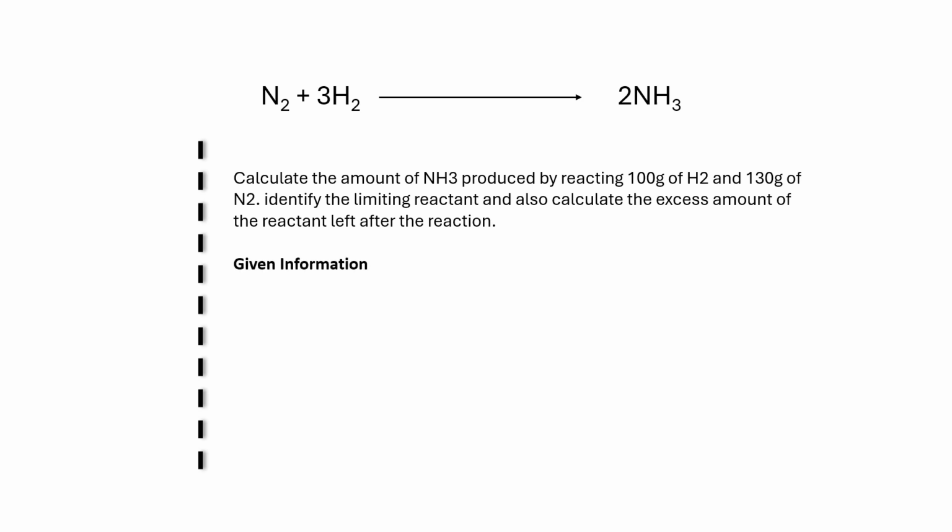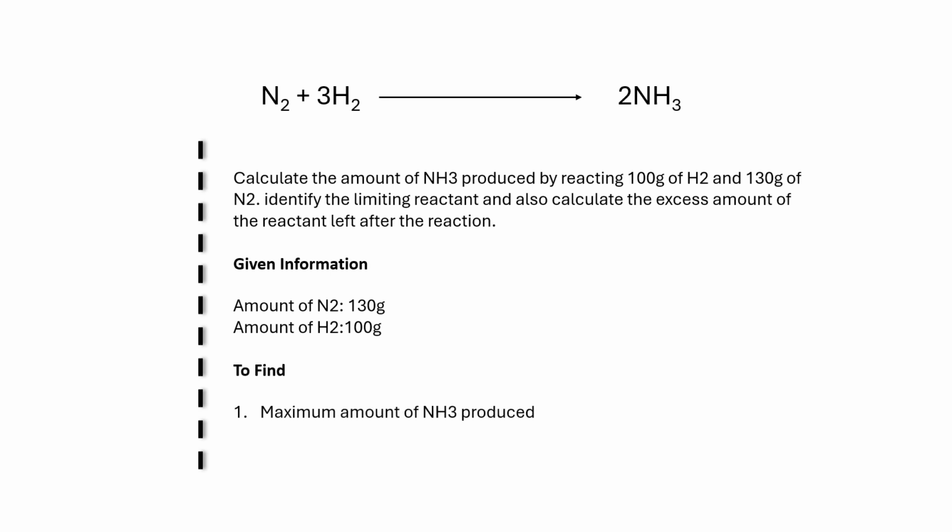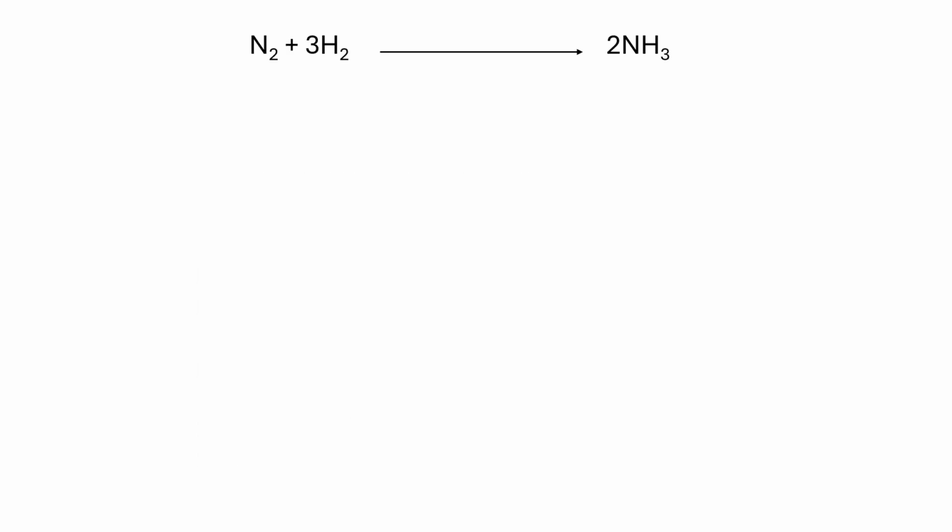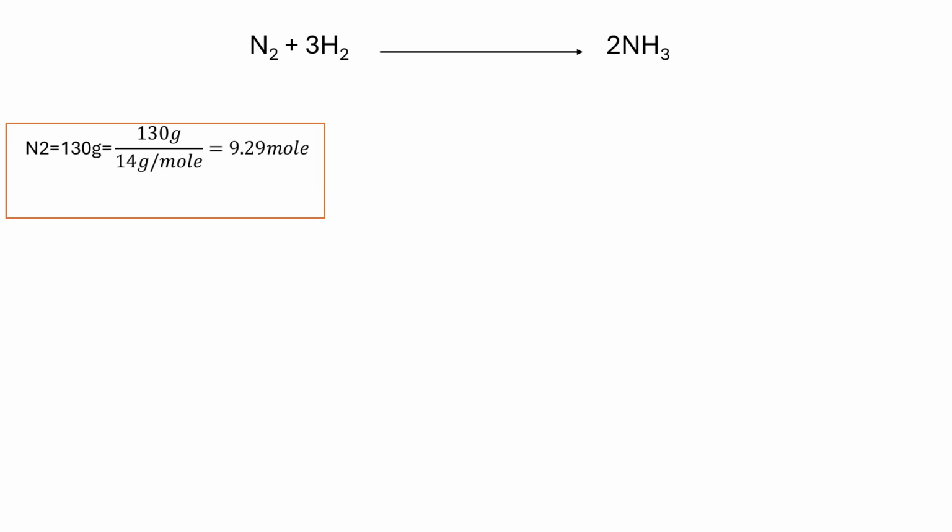Let's summarize this. Given information, amount of nitrogen given is 130 gram and amount of hydrogen is just 100 gram, and we have to find the maximum amount of ammonia produced, and we need to identify the limiting reactant, and finally we have to calculate the excess reactant left after the reaction. First, we need to convert the grams into moles, and this can be done pretty easily. You can see we were given 130 gram of nitrogen and the atomic weight of nitrogen is 14 gram per mole. So simply dividing the weight in gram by the atomic weight, we would get 9.29 moles of nitrogen.